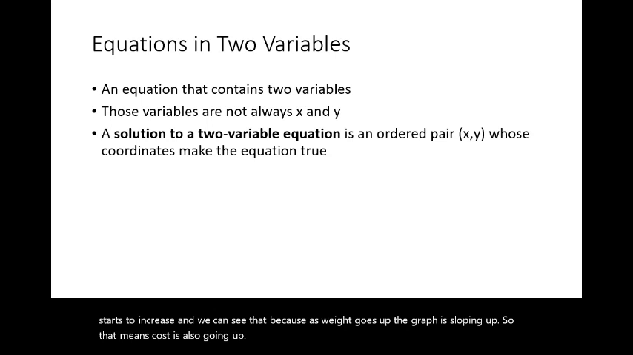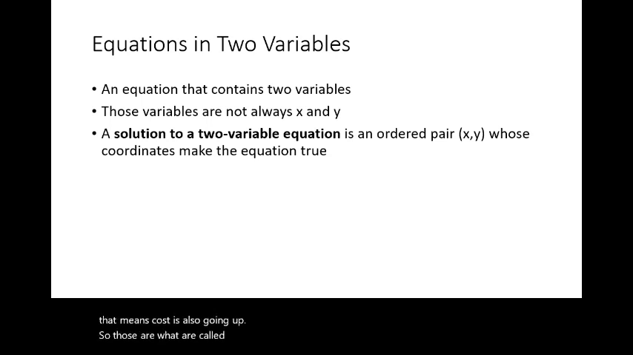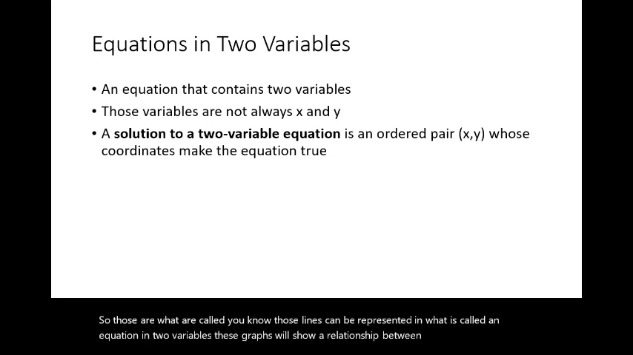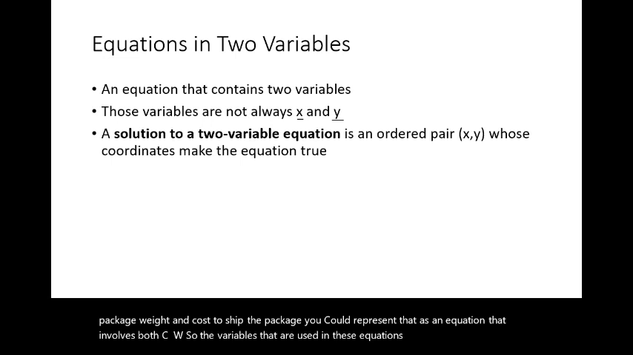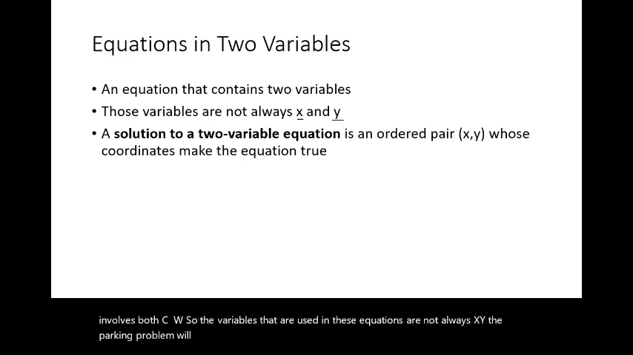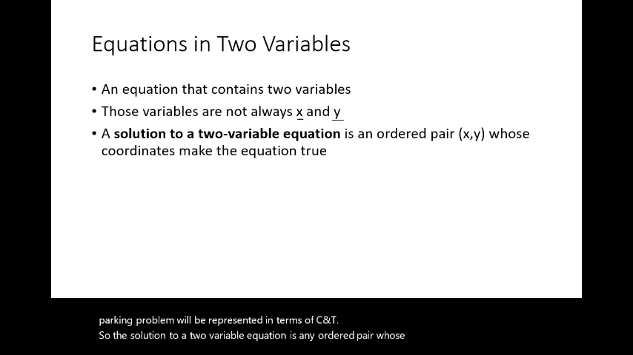Those lines can be represented in what is called an equation in two variables. These graphs show a relationship between two variables, such as package weight and cost to ship the package. You could represent that as an equation that involves both C and W. So the variables that are used in these equations are not always x and y. The parking problem will be represented in terms of C and t. The solution to a two-variable equation is any ordered pair whose coordinates make the equation true.